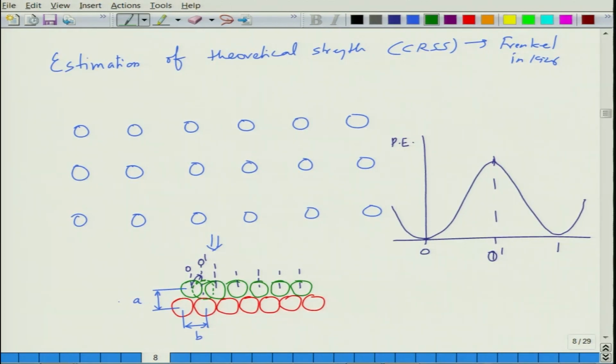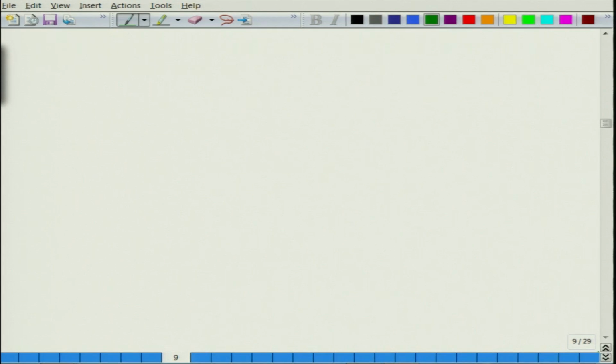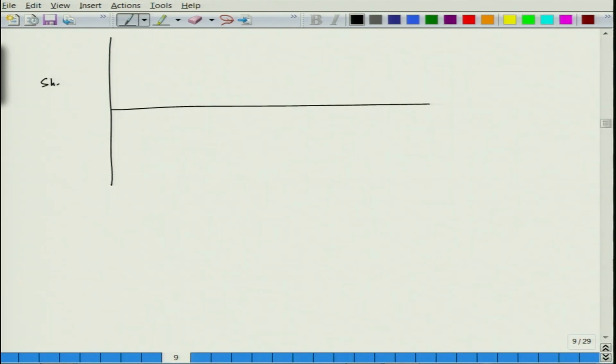You can see the shear stress of a material also varies in a sinusoidal fashion. If you plot the shear stress, it varies in this fashion, which is a sinusoidal variation. The maximum amplitude that we can apply is tau CRSS. So, this is where we have the change of slope, and this is where your potential energy is maximum.